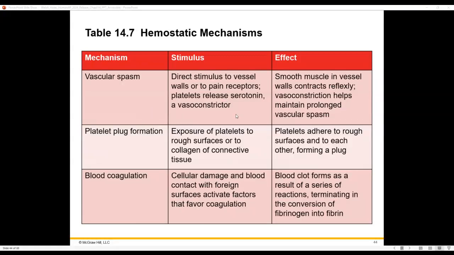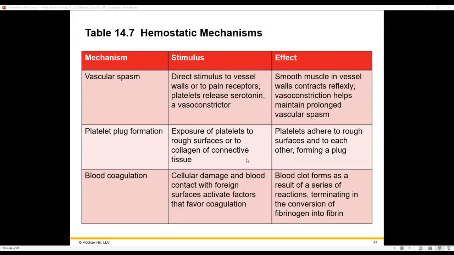In vascular spasm, we have a direct stimulus to the vessel walls or the pain receptors, and the platelets release serotonin, which is a vasoconstrictor. Then the smooth muscle in the vessel walls contracts reflexively. Vasoconstriction helps maintain prolonged vascular spasm.